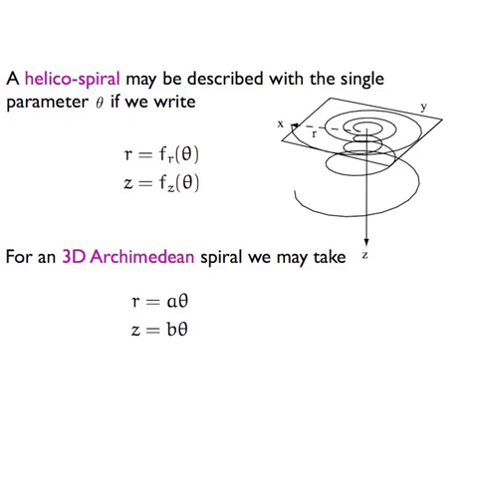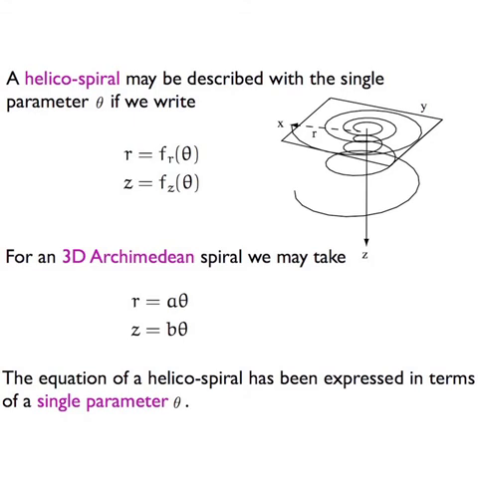For a 3D Archimedean spiral, I just take r to be a theta. That's the old spiral I had in the plane. And in the z direction, as the angle increases, then the z value gets bigger. I get pulled down. Okay? So both r and z increase linearly with the angle. Okay? So this is my definition of a 3-dimensional Archimedean spiral. But as long as you tell me theta, I can tell you where I am on the spiral.